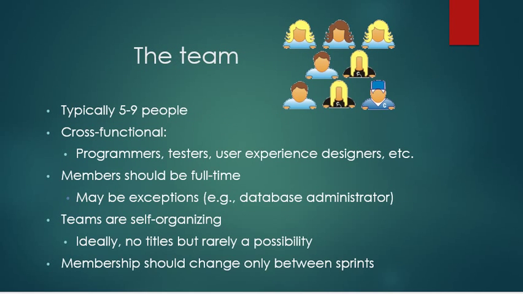And the last role is the team as a whole. It's typically 5 to 9 people, cross-functional. Programmers, testers, user experience designers, etc. Members should be full-time, with maybe exceptions, e.g. a database administrator. Teams are self-organizing. Ideally, no titles, but that is rarely possible. Membership should change only between sprints.